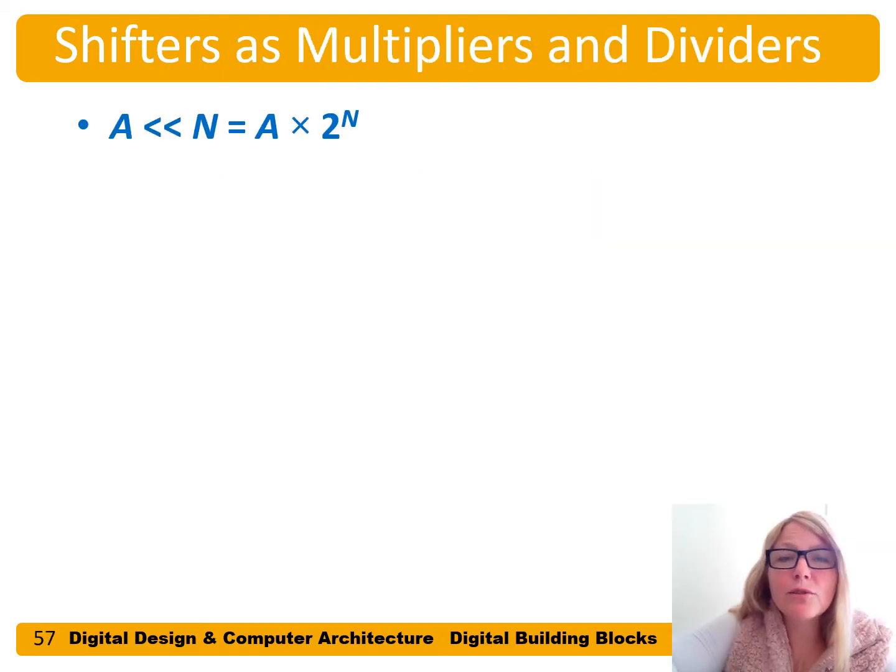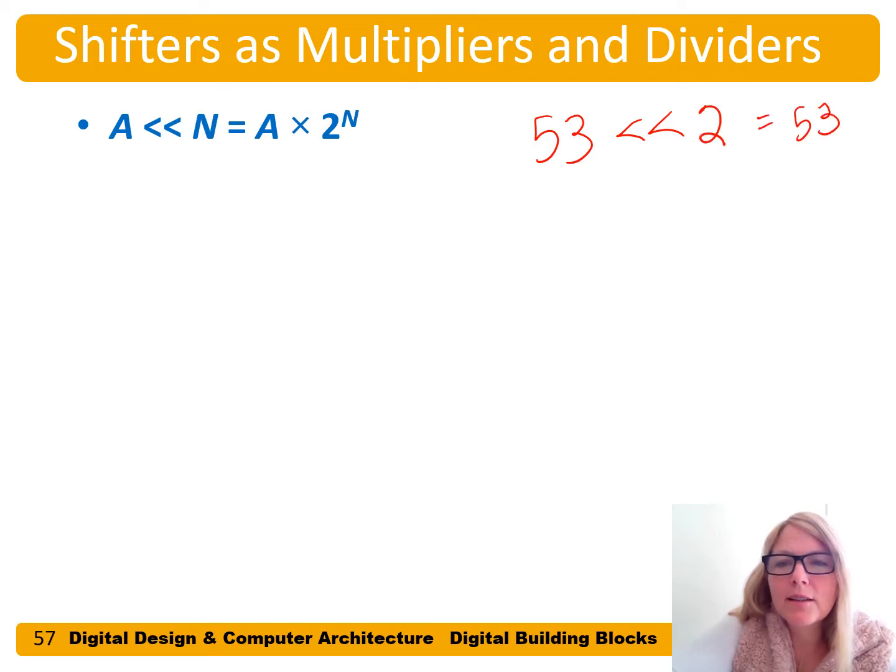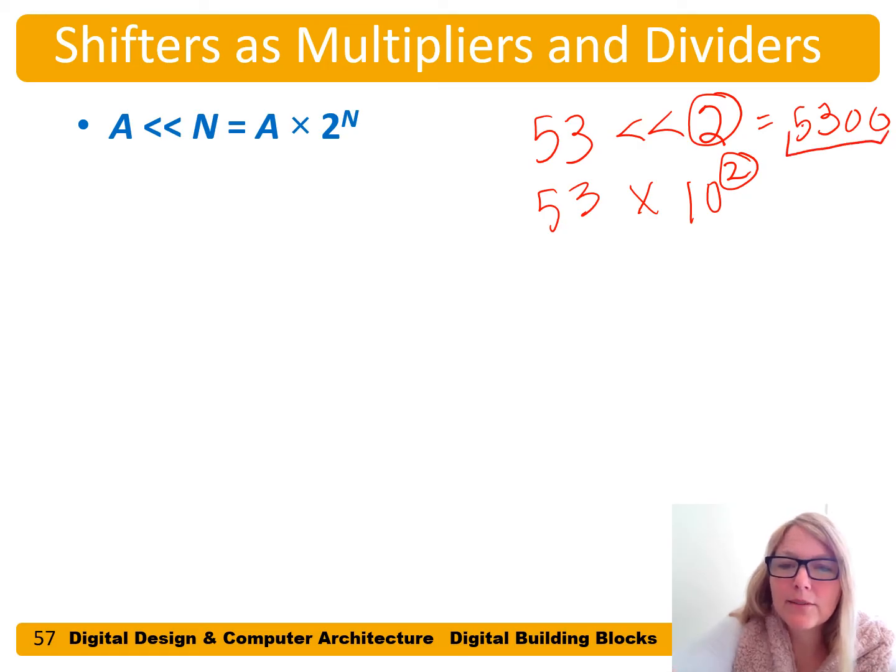So we can use shifters as multipliers and dividers. Just like in decimal, if we shift a value left, let's say we have some number 53, and we shift it left by 2 digits, we're going to get 5300. And that's the same as multiplying 53 times the base, 10, to the number of digits that we shifted it. So in this case, 53 times 100. Yep, that's what it gives us.